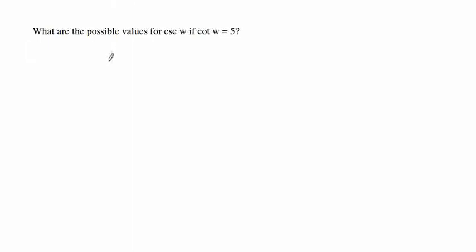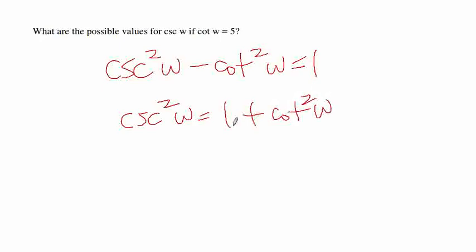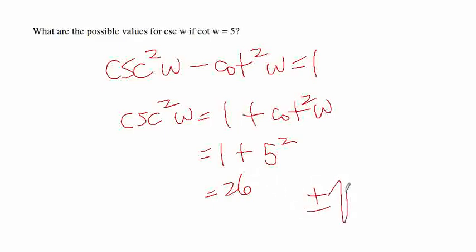So we know that the cosecant squared of w minus the cotangent squared of w equals 1. So that means that the cosecant squared of w is equal to 1 plus the cotangent squared of w. So the cosecant squared of w is equal to 1 plus 5 squared, or 26. So the cosecant of w, therefore, must equal plus or minus the square root of 26.